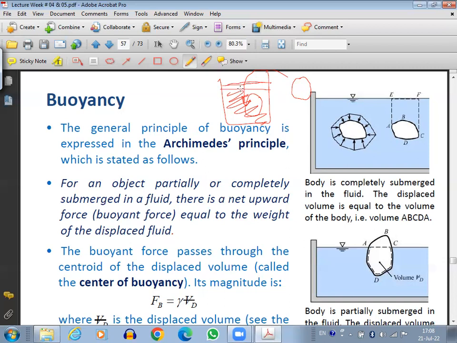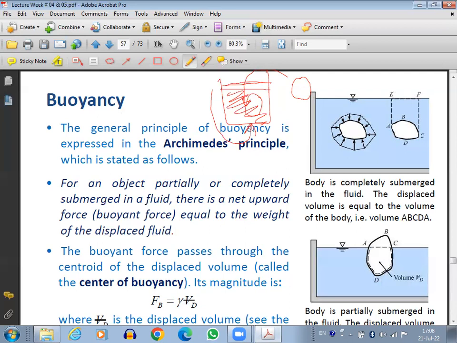Now this displaced water is going to produce a buoyancy force to push this thing out. So the buoyancy force is in the direction so that the thing which has entered into the water goes out of the water. It is in the direction opposite to gravity. Gravity is always going downward, the buoyancy force is always going upward, because something has entered into the water and it has displaced some of the water.